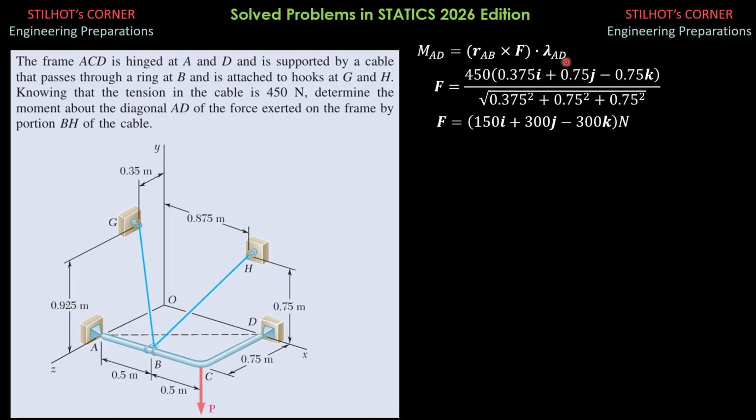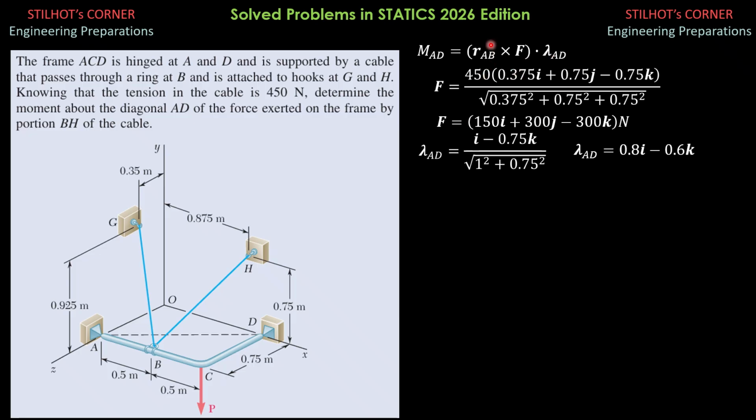Next, the unit vector of AD. AD is 1 to the right, then backward 0.75. So it is I, then minus 0.75K over square root of 1 square plus 0.75 square. So the unit vector of AD is equal to 0.8 of I minus 0.6 of K. So we now substitute into the formula, which is RAB cross F dot lambda AD.